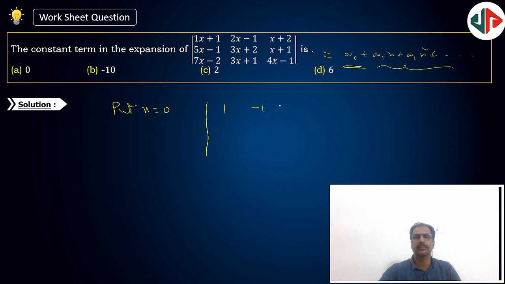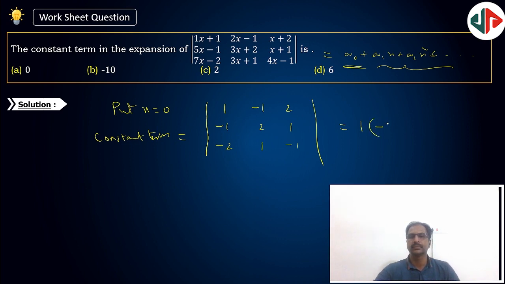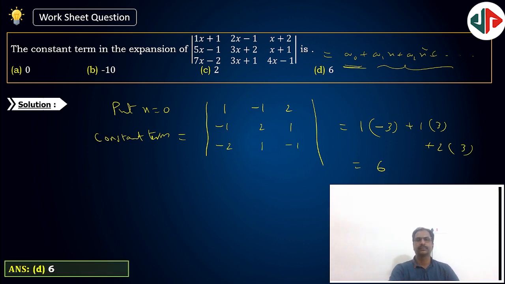If you put x is 0, what you get here? 1, minus 1, 2, minus 1, 2, 1, minus 2, 1, minus 1. So by putting x is 0, you will get the constant term. Expand this determinant: 1 into minus 2 minus 1, minus 3, plus 1 into plus 3, plus 2 into 3. So answer is 6. Option D. So to get constant term, always put x is equal to 0.